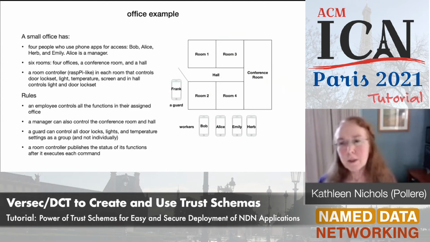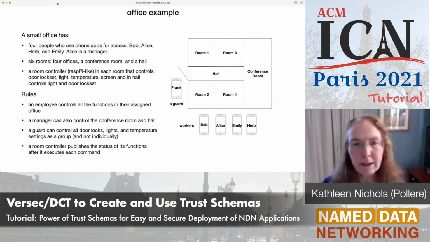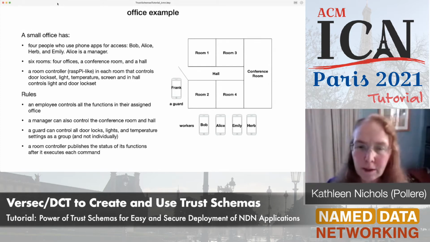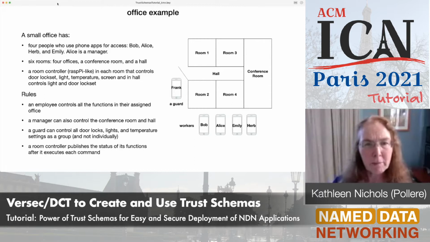So this is the example we're going to work on going forward. In this example, I'm going to go over the idea of having a small office that has some people in it, and we're going to put some restrictions on them. What I've got is a small office. Of course, this is slightly hokey, as all examples are, but I hope it has a bit of reality. So we've got 4 people who use their phone apps for access. So let's assume that they're using their phones kind of like smart badges. And we've got Bob, Alice, Herb, and Emily. And Alice is going to be a manager.